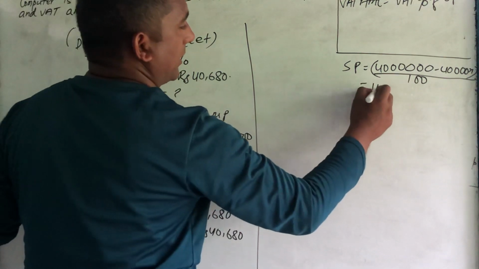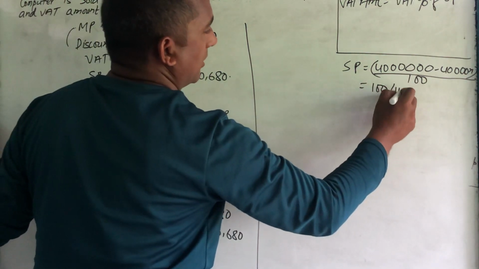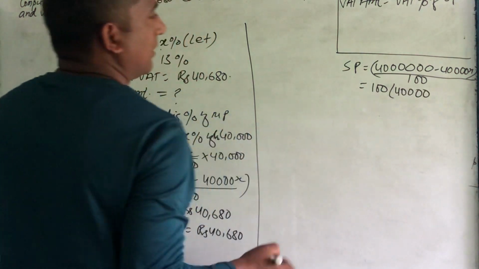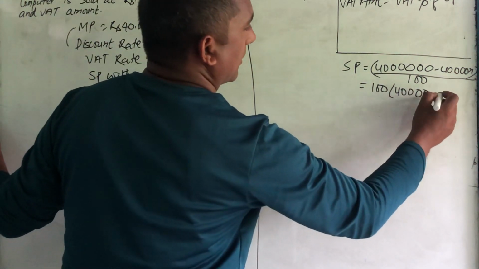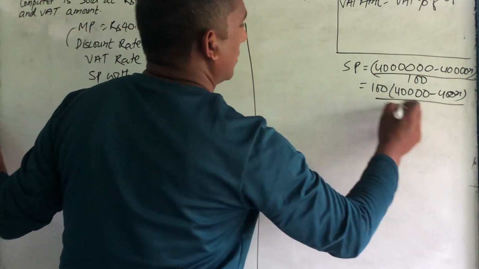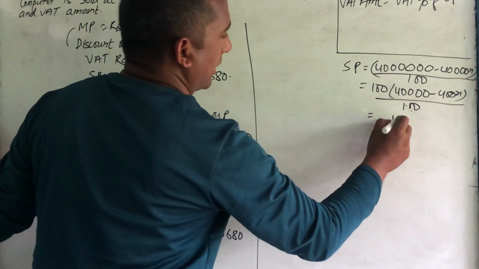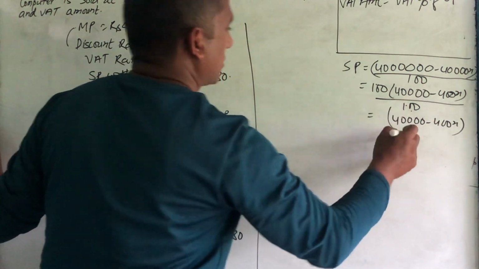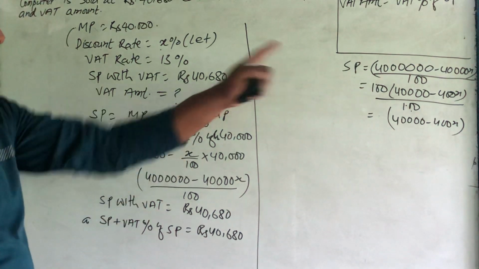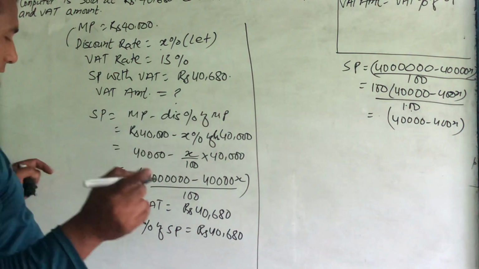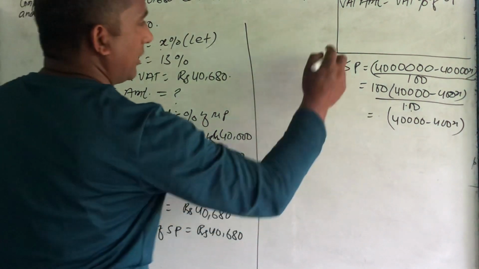So 100 is common here, so you can get 40,000 minus 400 X by 100. This 100 is divided one time, so you will get 40,000 minus 400 X. So reduce the amount of SP I showed you, it means you can mention here. So students, SP means what we found here.